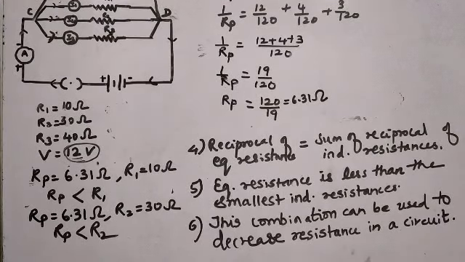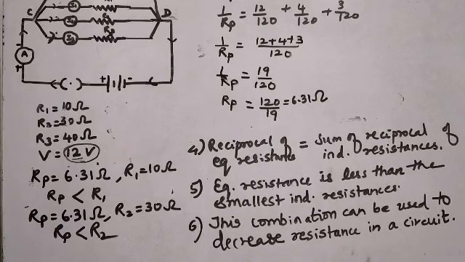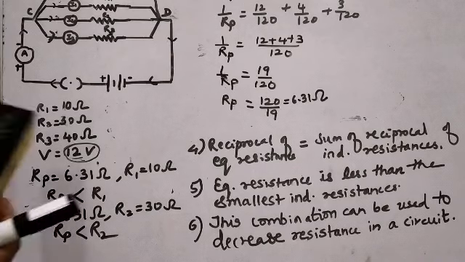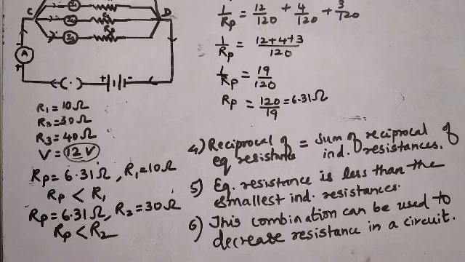And the last law states that this combination can be used to decrease the resistance in a circuit. That is, when you calculate the total resistance of the circuit, the total resistance will be less. So the combination is used to decrease the resistance in the circuit. For example, as we have seen, if you add up the individual resistances, you get 80 ohms. But the equivalent resistance is equal to 6.3 ohms. That means in parallel combination, the combination is used to decrease the resistance of the circuit.